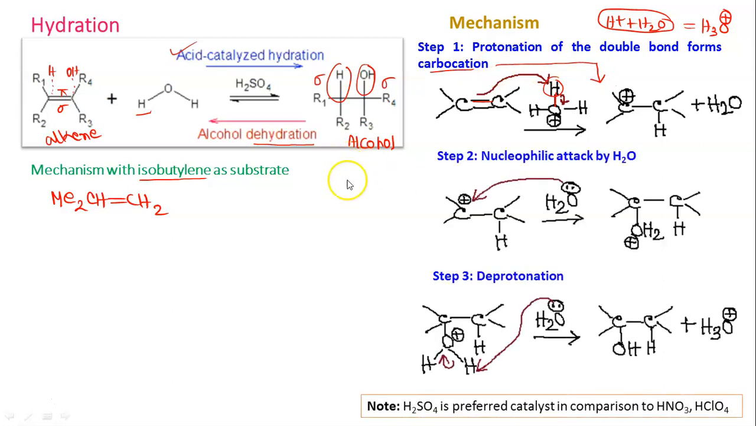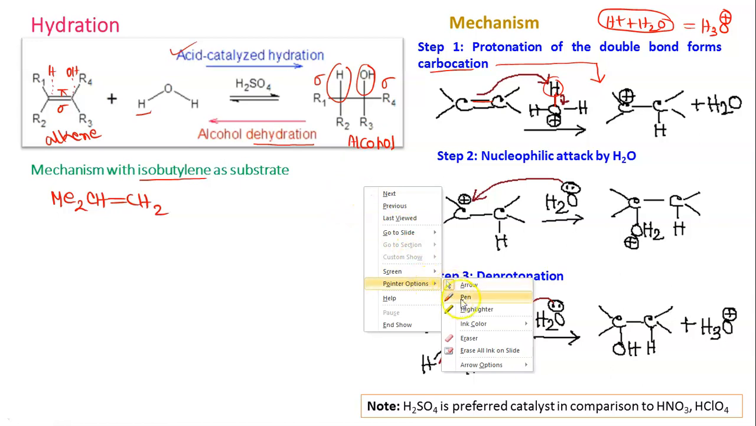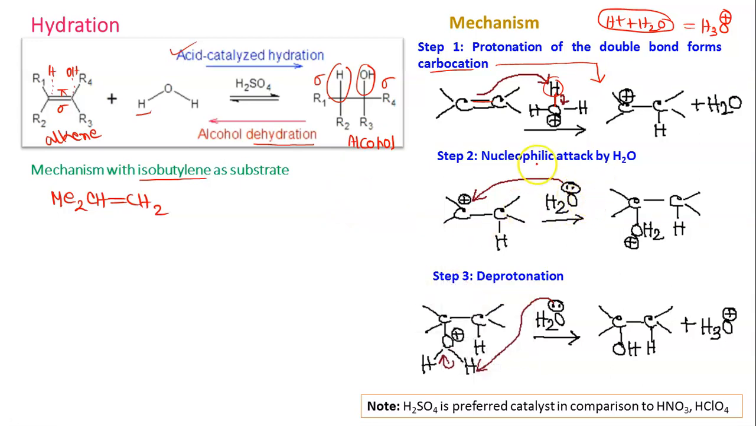Next step is nucleophilic attack by water. So now there will be attack by water. So this is our nucleophile. A nucleophile will attack this electron deficient center C+, and there will be formation of COH2, but still the oxygen is positively charged because there are two protons attached to it, and finally there will be deprotonation because this OH has to be neutral.